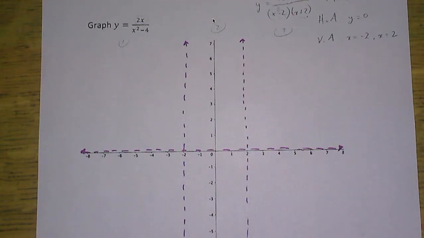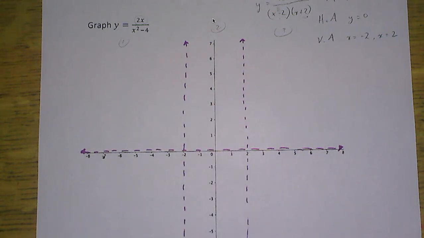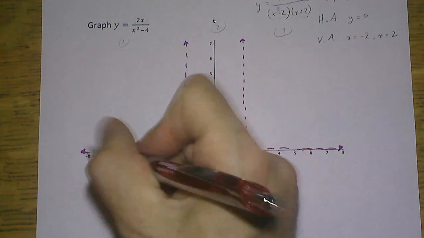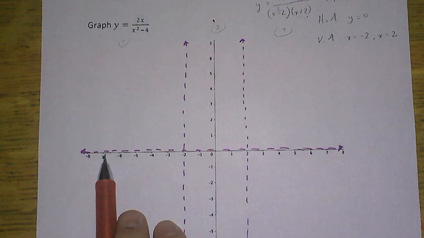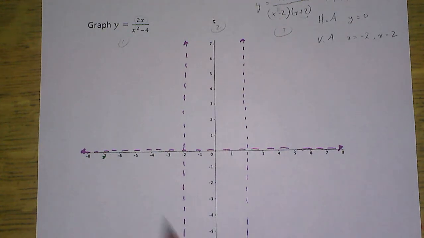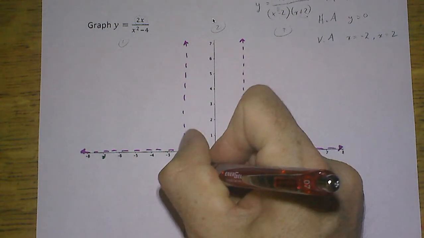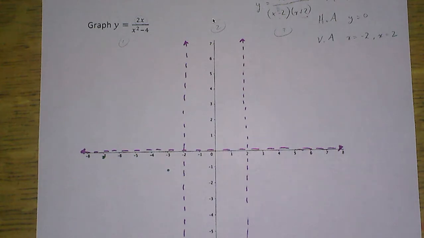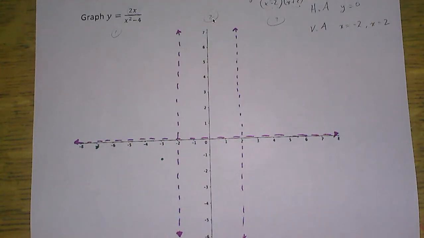So negative 7 had a y value of negative 14 over 45. So I know that that's very close to 0, but it's negative. So I'm just going to put a point right there. At negative 3, I had a y value of negative 6 over 5, which is a little bit more than 1, but nobody's going to really look that hard. Hope not, anyways. Your math teacher might have something better to do.